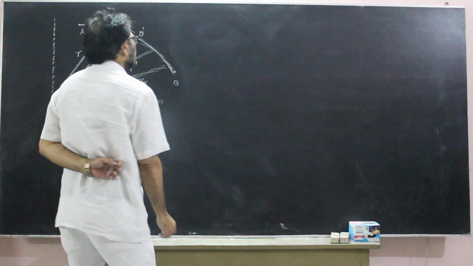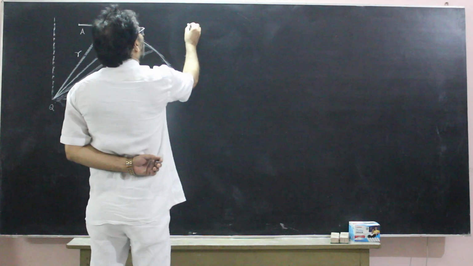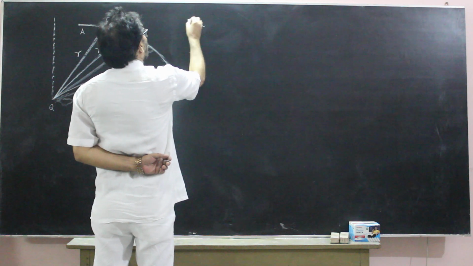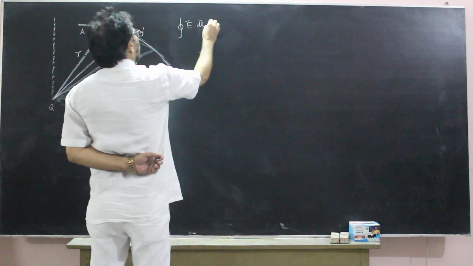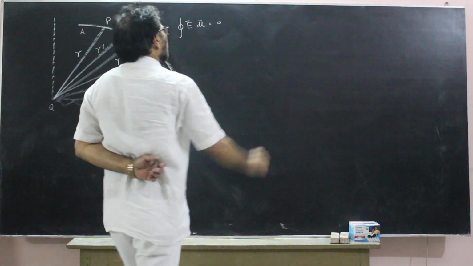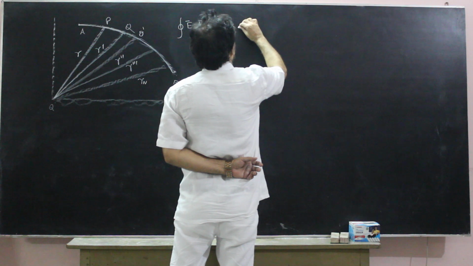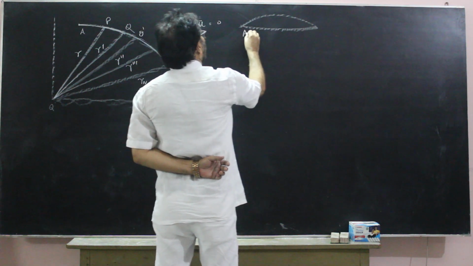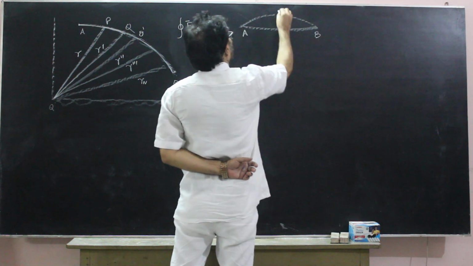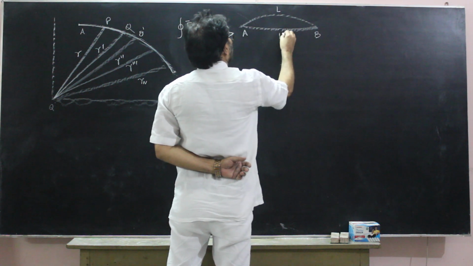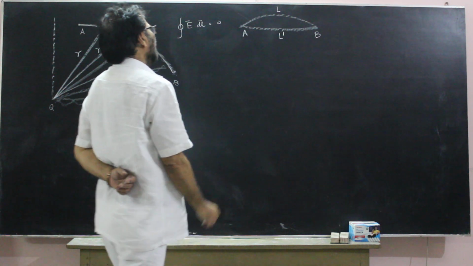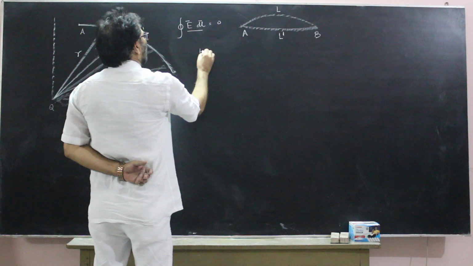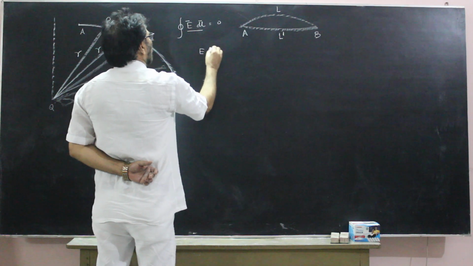Now E dot dl for a cyclic process is 0. This is a cyclic process. A, B. This is path L and this is path L dash. So it can be broken into 2 parts. दो हिस्से में तोड़ दिया.